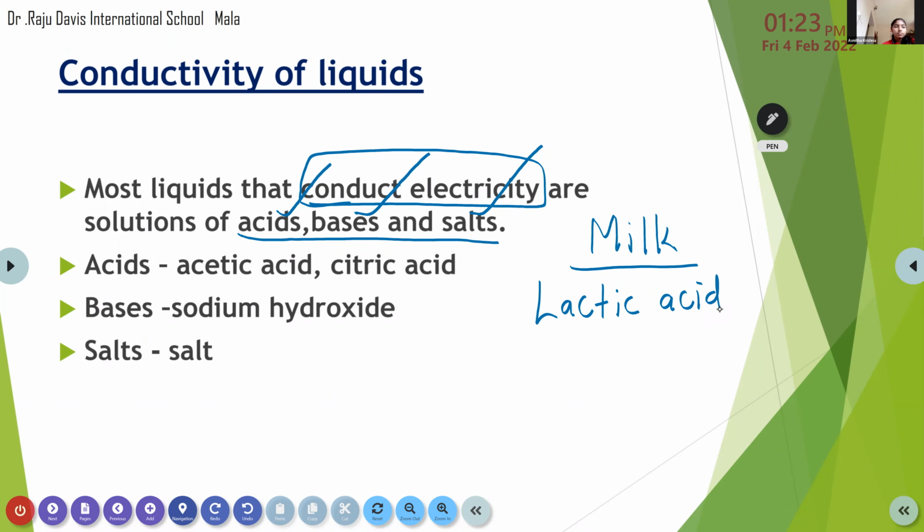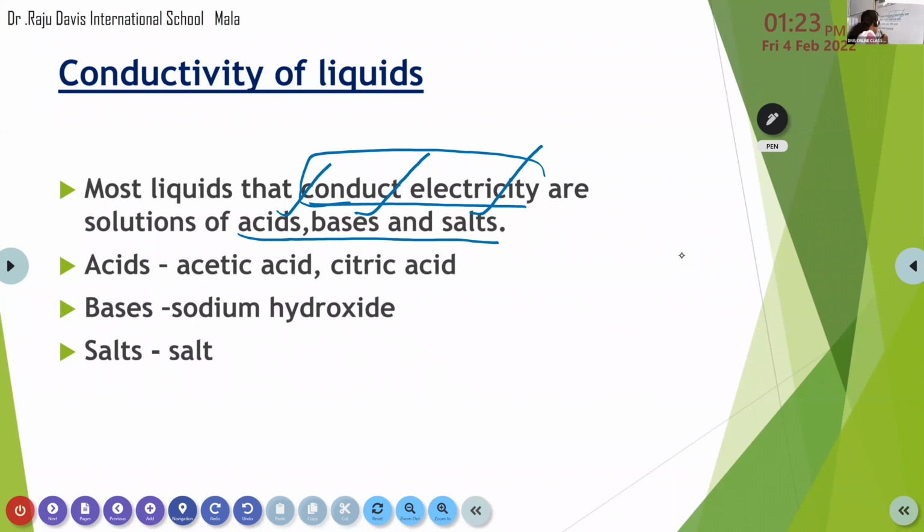So which acid is present in vinegar? Acetic acid. Which acid is present in lemon juice? Citric acid. And which acid is present in milk? Lactic acid. So if it contains some acid, it conducts electricity. So does milk conduct electricity? Yes. Why? Because it contains some acid. Is it clear? If it contains acid, it conducts electricity.